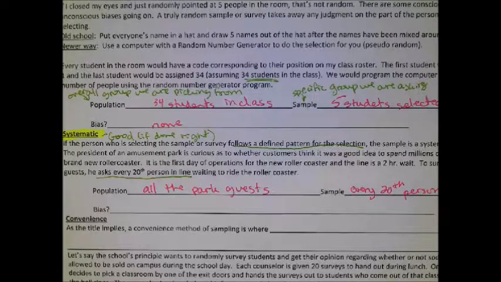What is an example of a bias here? Well, they're the ones waiting in line, so they'll probably say it's good. If they didn't think it was good, they wouldn't wait in line.